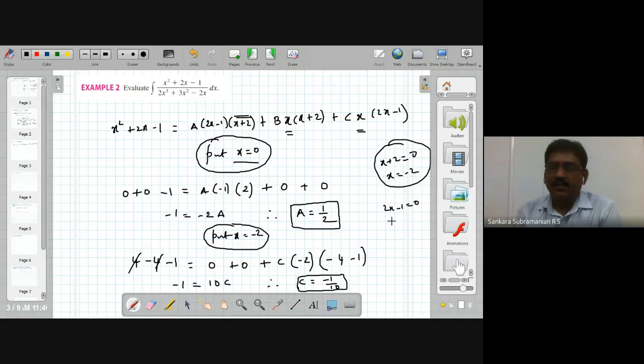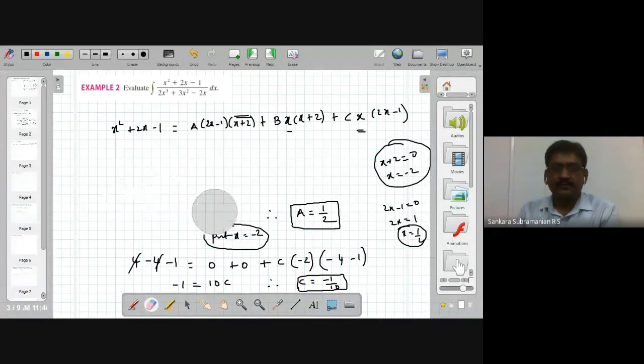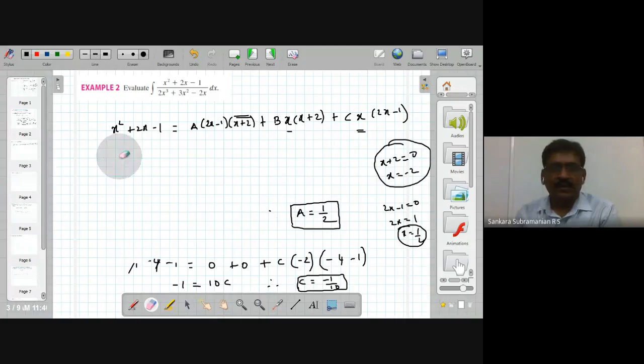To make 2x minus 1 equal to 0, 2x must be equal to 1 and x is equal to 1 by 2. If I put that, it becomes 0. Okay, fine. So I'll put x equal to 1 by 2. If I do that, I'll be getting 1 by 4 plus 2 times of x, which is 1, minus 1, equal to, if I put x equal to 1 by 2, this becomes 1 minus 1, 0.